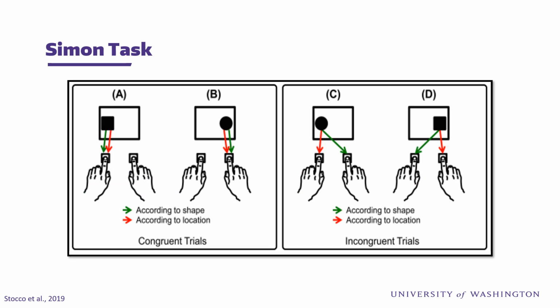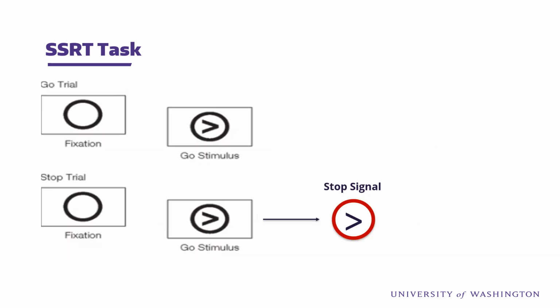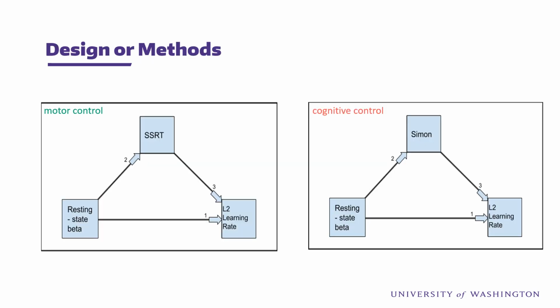To test this hypothesis, we took a measure for each mechanism, indexed by the Simon and stop signal reaction time tasks, and ran a mediation analysis. The Simon task is a cognitive behavioral interference task, which we use to measure general cognitive control, and the SSRT task is a motor response interference task, which we use to measure motor control. By using these mechanisms as mediators and running a mediation analysis, we are basically statistically determining how much of the relation between beta power offline and second language learning rate is driven or explained by the brain's cognitive and motor control capabilities.